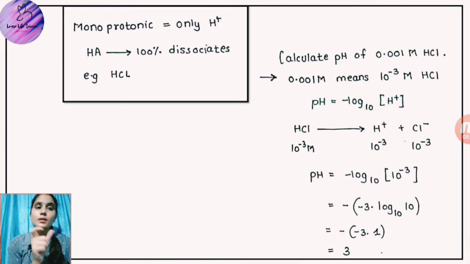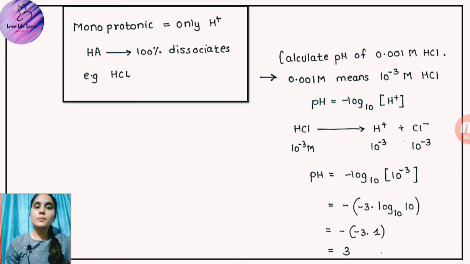We can simply go through that. 0.001 means simply 10 raised to minus 3 molar. As we know, 0.1 means 10 raised to minus 1, 0.01 means 10 raised to minus 2, and 0.001 will be 10 raised to minus 3. Now, as we have seen, the formula of pH is equal to the negative log of hydrogen ion concentration to the base 10.